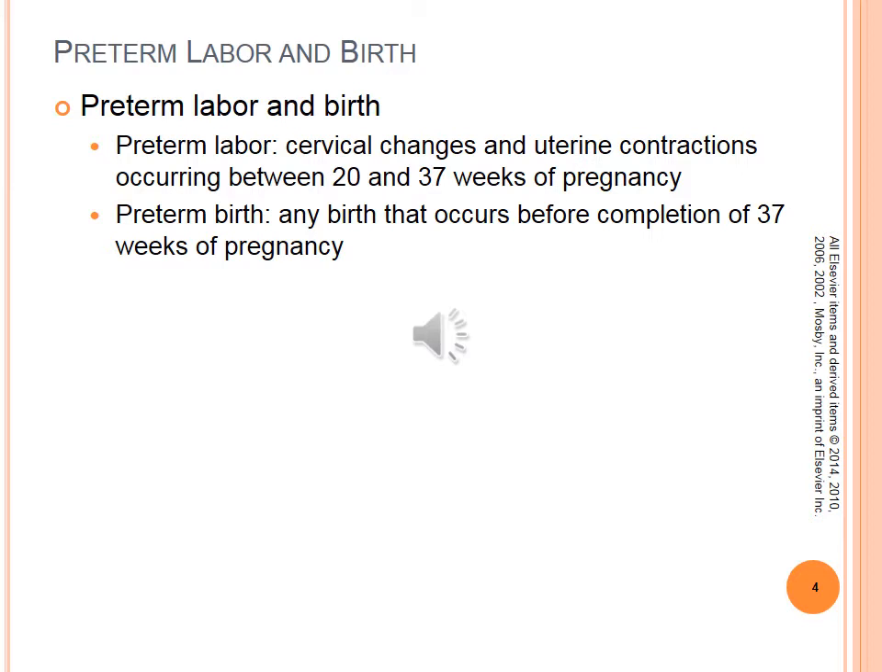Preterm labor and birth. Preterm labor is cervical changes and uterine contractions occurring between 20 and 37 weeks of pregnancy. Preterm birth is any birth that occurs before completion of 37 weeks of pregnancy. Complications related to preterm birth account for more newborn and infant deaths than any other cause.